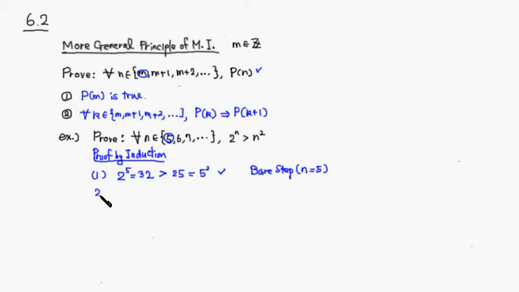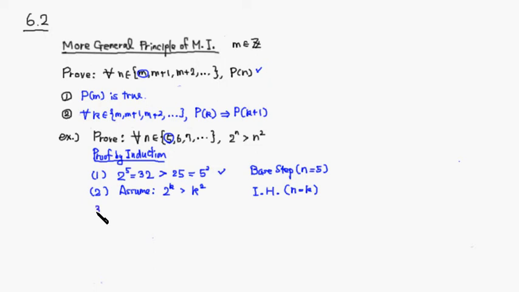Then number 2, induction hypothesis. So we assume that 2 to the k is greater than k squared. So this is the induction hypothesis. We're assuming that when n equals k, the inequality holds.